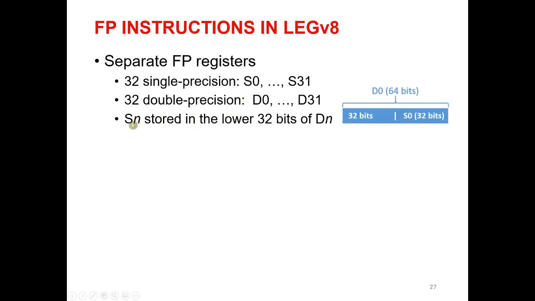Actually what is happening is that the single precision one is stored in the lower part of the double precision register. Okay, so actually we only have 32 double precision registers, but we also can use the S0 register to refer to the lower part of the double precision 64-bit register.